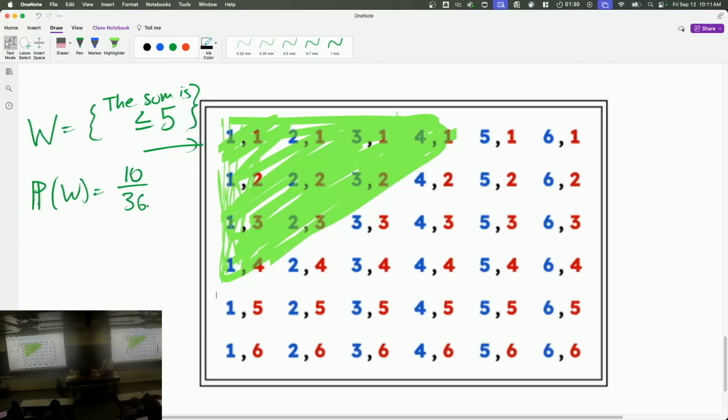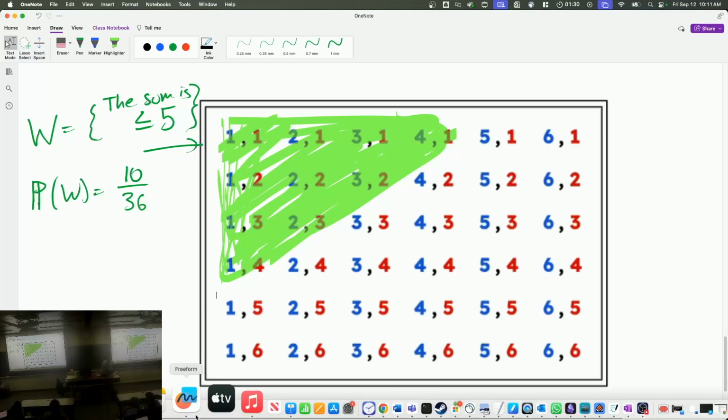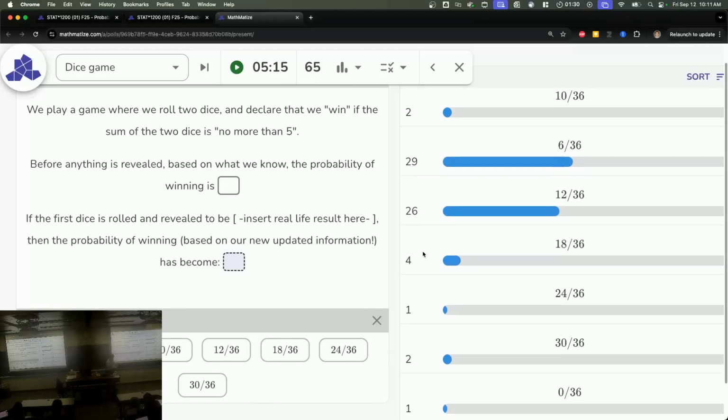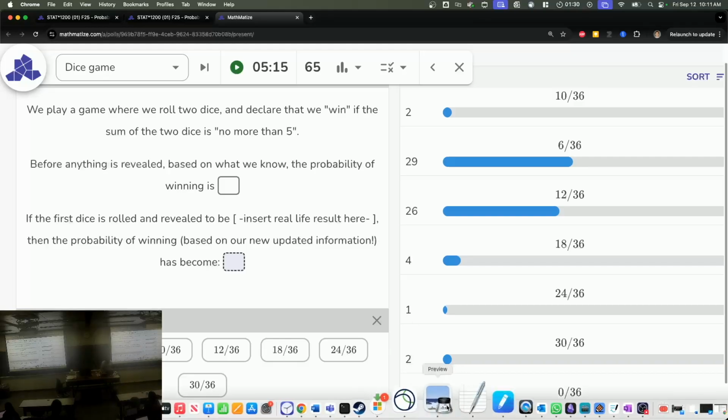Very good. The interesting thing is to say what is going on when we roll a 3. Once you roll a 3, what's going on? In this situation, people are quite split. Is it 6 over 36 or is it 12 over 36? Seems pretty evenly split. Let's do it on our probability space.